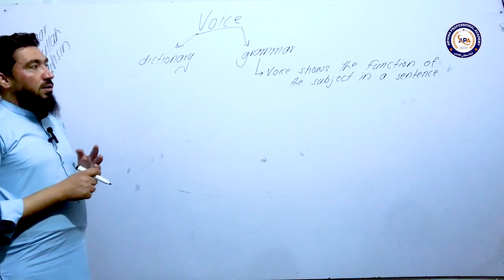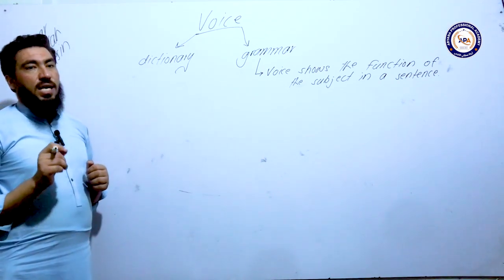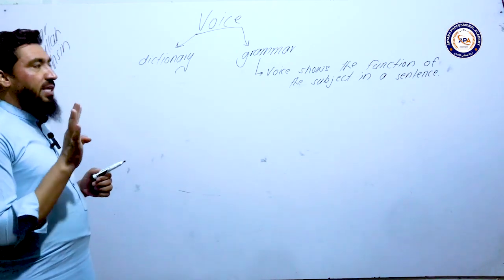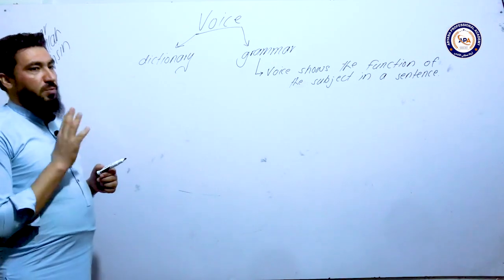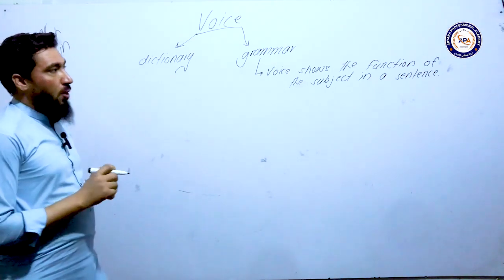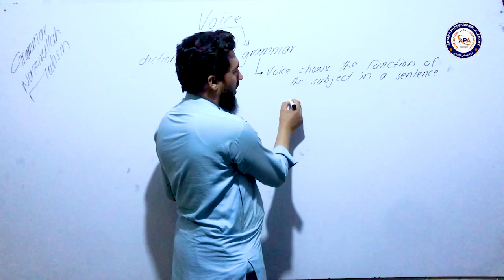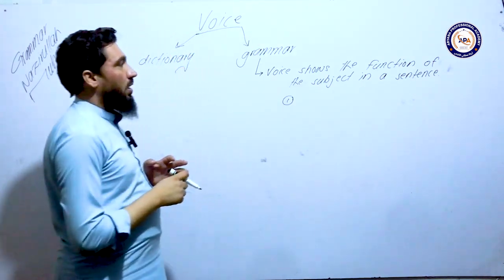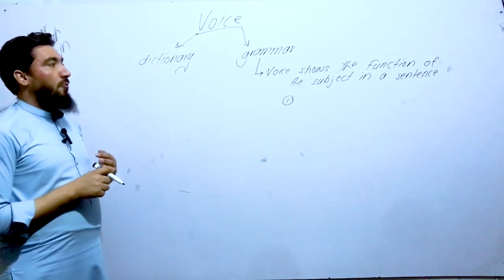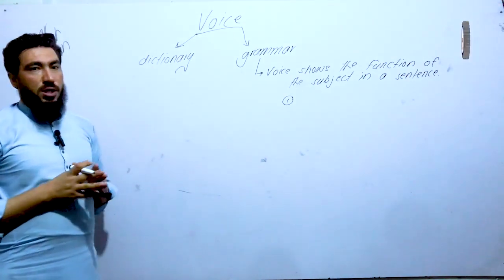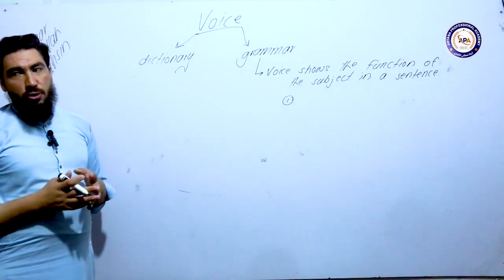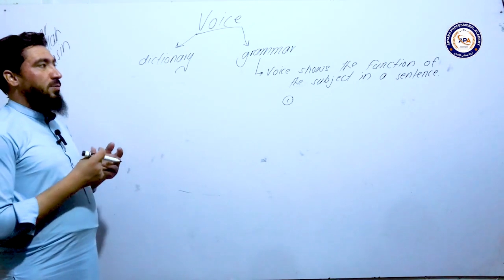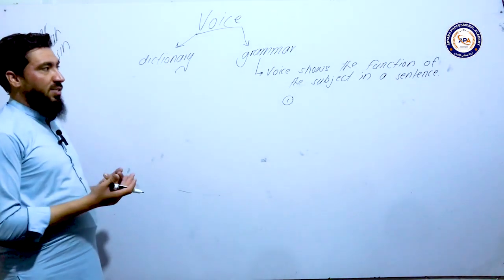Actually, a subject in a sentence cannot only be the doer. There are four cases for the subject. There are four different functions a subject performs in a sentence. What are those four functions? Number one, you can define voice in grammar in different words. Voice shows whether the subject is doer or receiver. Voice shows whether the subject does something or receives something. Voice shows whether the subject performs something or receives something.